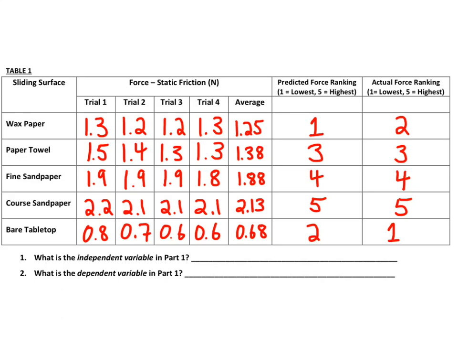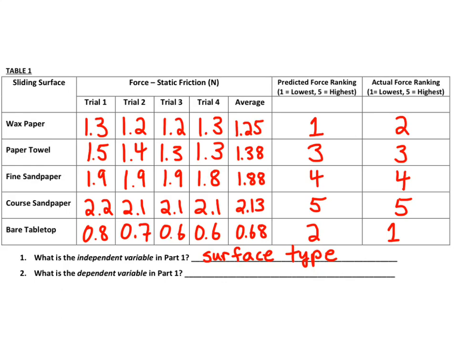But now I need to figure out what the independent variable is and what the dependent variable is. So remember, the independent variable is the thing that we were manipulating and the thing that we knew before we ran the experiment. And so this, of course, is the surface type.